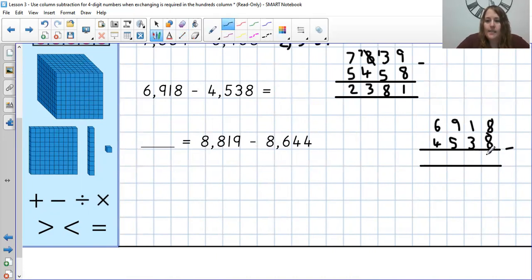8 take away 8 is 0. 1 take away 3 I can't do, so I'm going to need to exchange. I go to my hundreds column and I'm crossing out my 9 and leaving an 8. And I'm adding my 1 over into my tens column. So now I've got 11 take away 3, 10, 9, 8. 8 take away 5, 8, 7, 6, 5, 4, 3. And 6 take away 4 is 2.